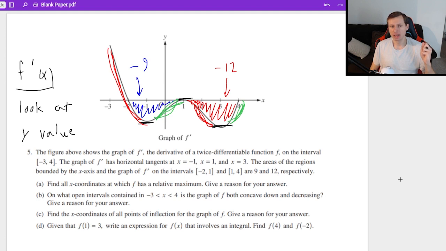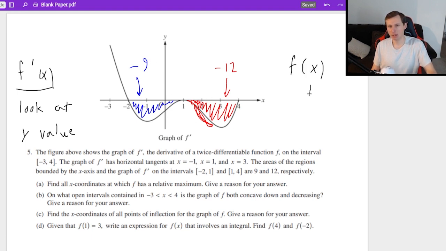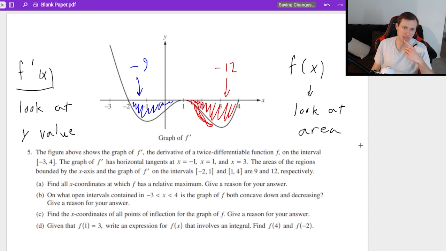And then finally part D: given that f of 1 equals 3, write an expression for f of x that involves an integral. Find f of 4 and f of -2. Okay, so remember, whenever you have a derivative function and you want to go back to the original function f of x, we need to look at the area, which is why we're finally going to use the areas that they gave us a while ago.